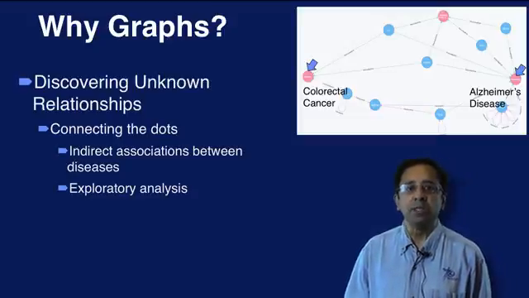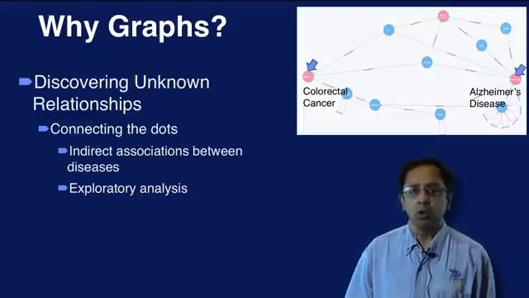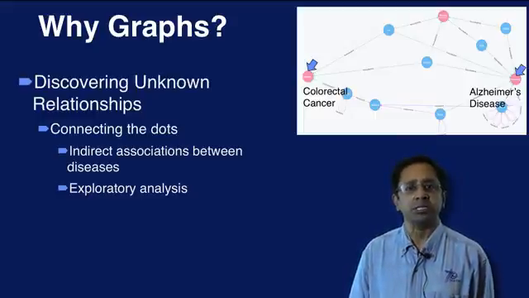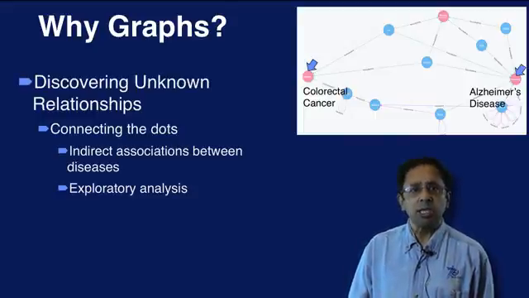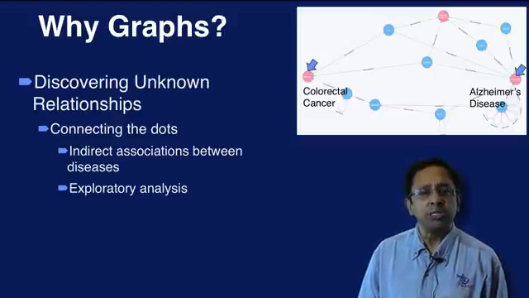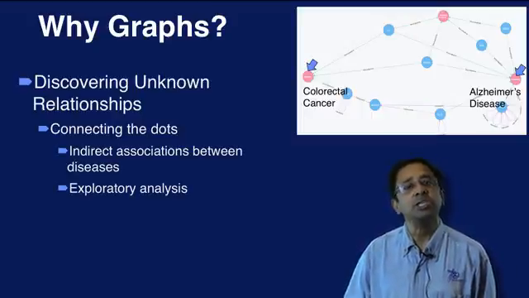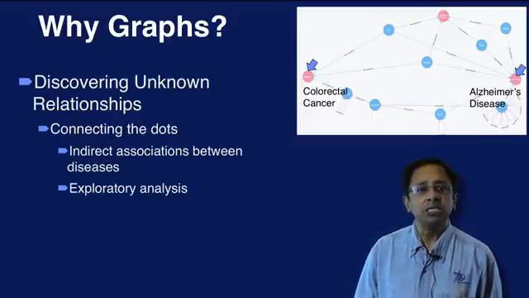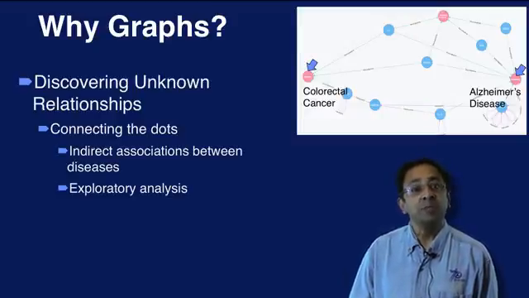For example, they can take two very different diseases, colorectal cancer and Alzheimer's disease, and they might want to ask, are they related? If so, can you connect the dots and find out what the intervening network between them is? It turns out, as you can see, there are several genes that directly or indirectly connect these two diseases. Thus, we can use pathfinding techniques like this to discover previously unknown connections in a network.